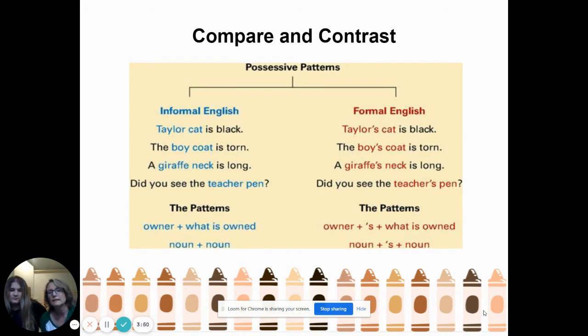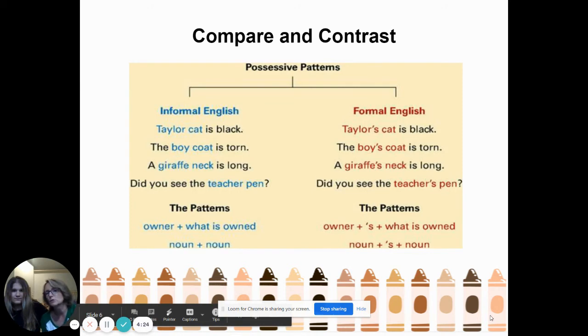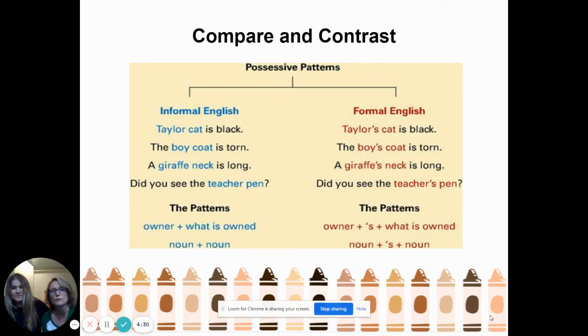So the pattern that we find here in the sentences is we have an owner and we have what is owned, which is a noun plus a noun. Now for formal English, we just need to take that owner and add an apostrophe S to it. So then we have the owner with an apostrophe S, and we add that to what is owned. So we have the noun with an apostrophe S plus a noun. So if we teach them to look for these patterns, we can teach them to basically code switch and switch back and forth between their social or informal English and standard or formal English.